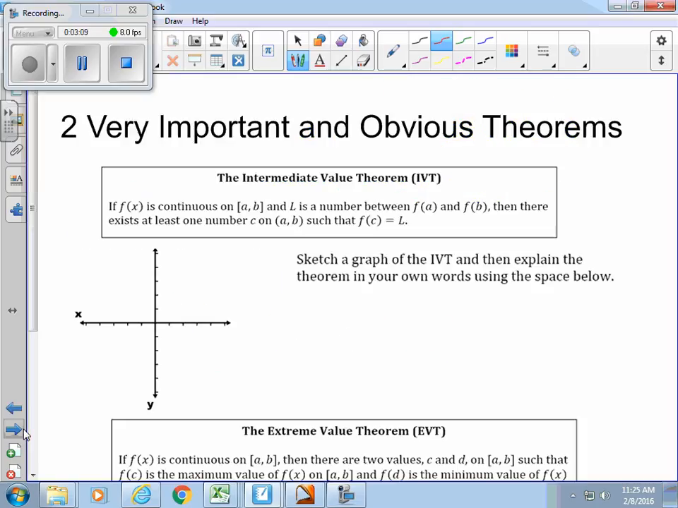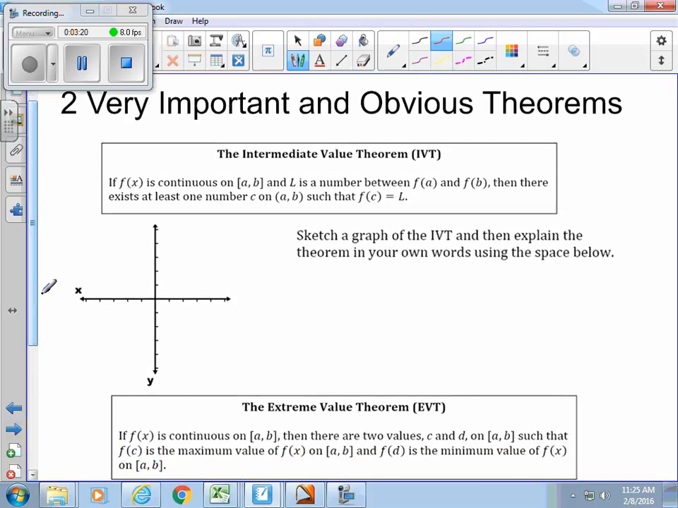Okay, today we're going to learn two theorems. They aren't going to come up a whole lot in this chapter. You may see 1 or 2 questions about them on the test, but they will come up a lot as we go on in calculus.